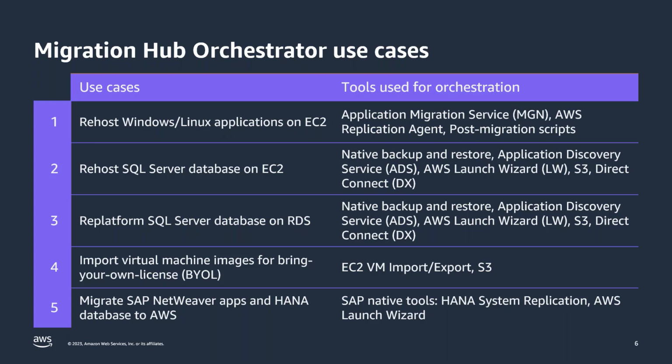We call it MGN. This use case is for you if, for example, you want to shut down your on-prem data center and migrate everything to AWS, and you don't need to take care of one specific application or one specific database. You want to migrate everything at the server level. This is a simple template. You can use the rehost Windows and Linux applications template and rehost to EC2.